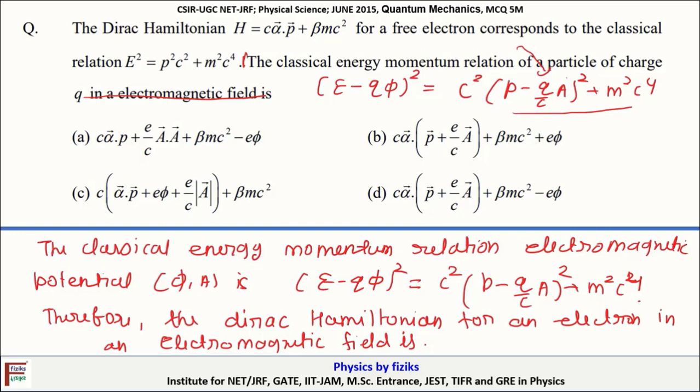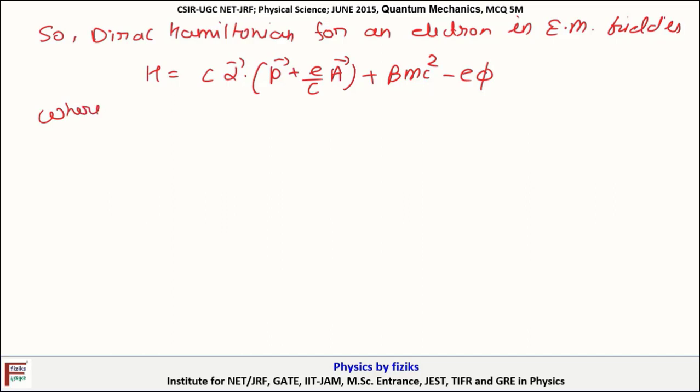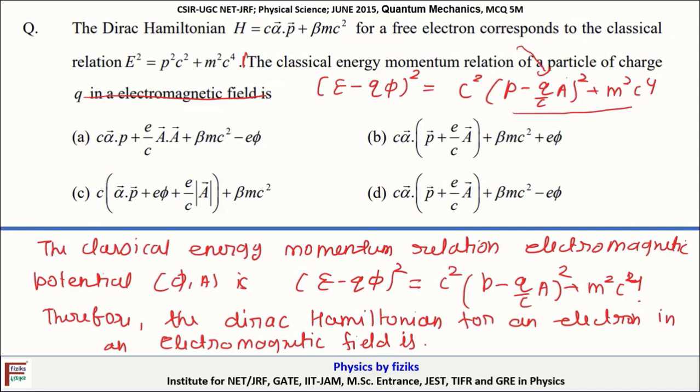Now its solution would be, so the Dirac Hamiltonian for an electron in an EM field is H equals c alpha dot (p plus e by c A) minus e phi, where we have used q equals minus e. Thus, our option D is correct.